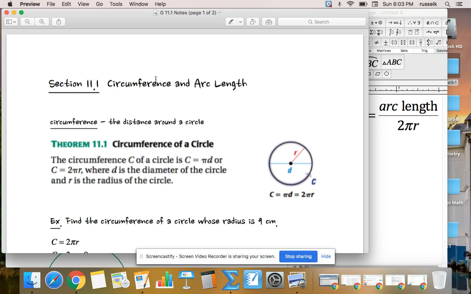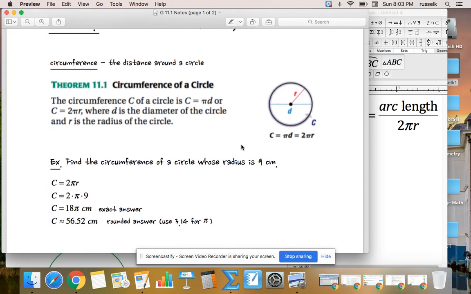Today we are talking about section 11.1, which deals with circumference and arc length. We've covered circumference before, so hopefully that's just a bit of a refresher, but the circumference is the distance around a circle. We can find that by taking pi times the diameter, or 2 times pi times the radius, whatever one is easier for the information that you have.